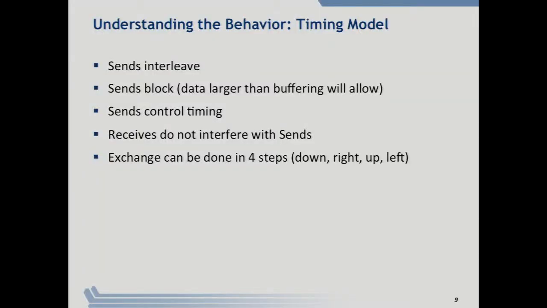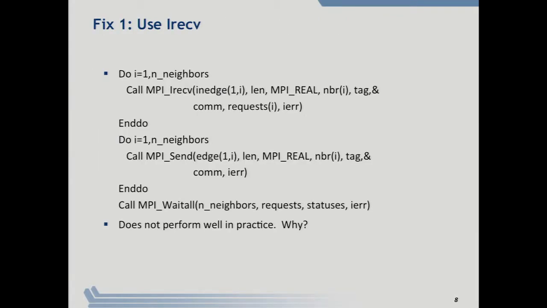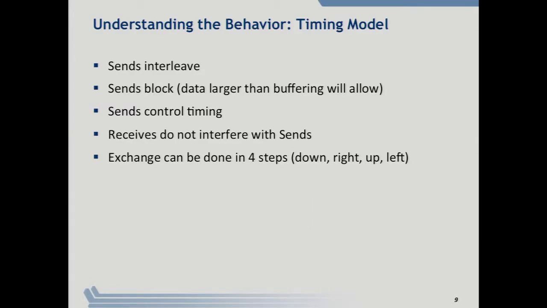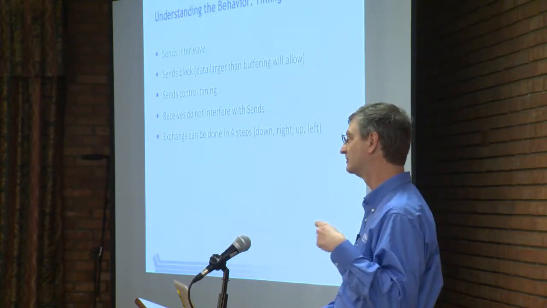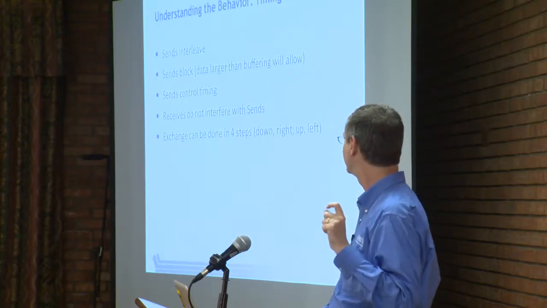OK, so let's try to understand why that was happening. So I'm going to assume that the sends interleave so that the data proceeds out to the different destinations. The sends do block. So I can't start the second of these sends until the first one completes. Receives don't interfere with the sends. And in that case, there are 4 neighbors, so this thing can be done in 4 steps. My unit of time is going to be a step, as if I was sending the data.